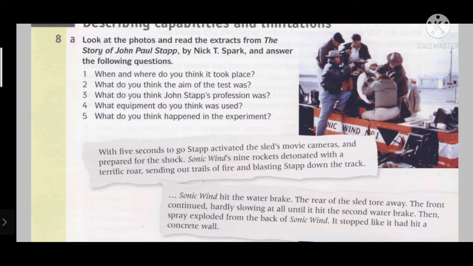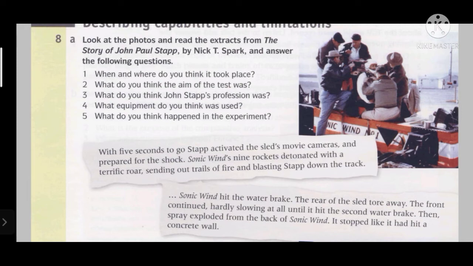Number three, what do you think John Stapp's profession was? His profession was an Air Force doctor. طبيب في القوات الجوية. Air Force doctor. Number four, what equipment do you think was used? Rockets, a sledge, مزلاج, a seat, and water brakes.